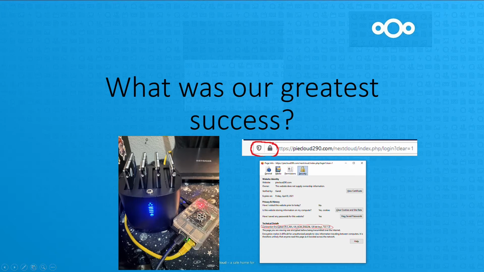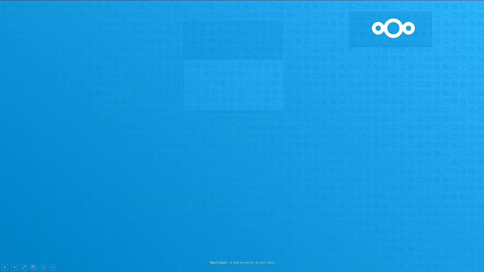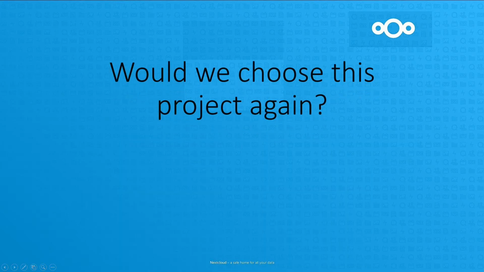And so you can see that the connection is encrypted, and that was a great success. Would we choose this project again? Well, we would choose this project again.